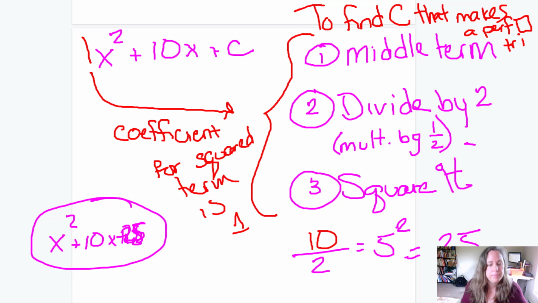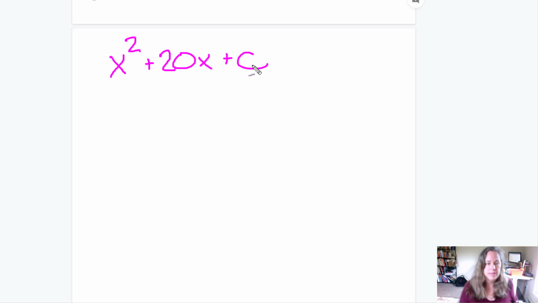Let's try that again. I'm going to give one to you. Let's do x squared plus 20x plus c. Find the value of c that makes that a perfect square trinomial.